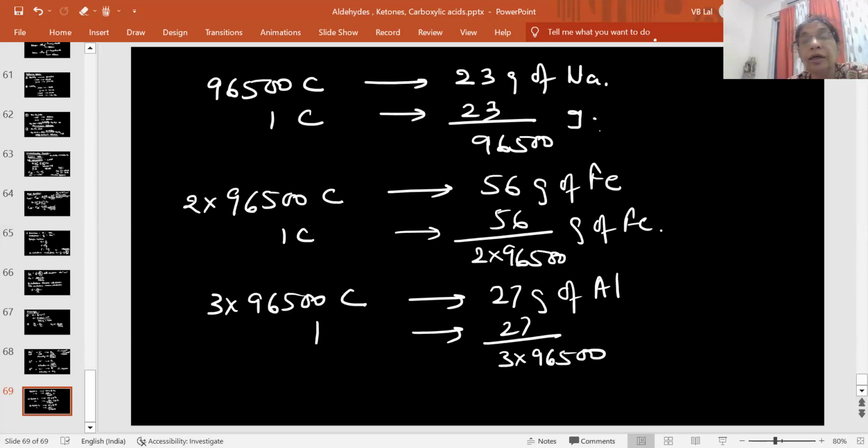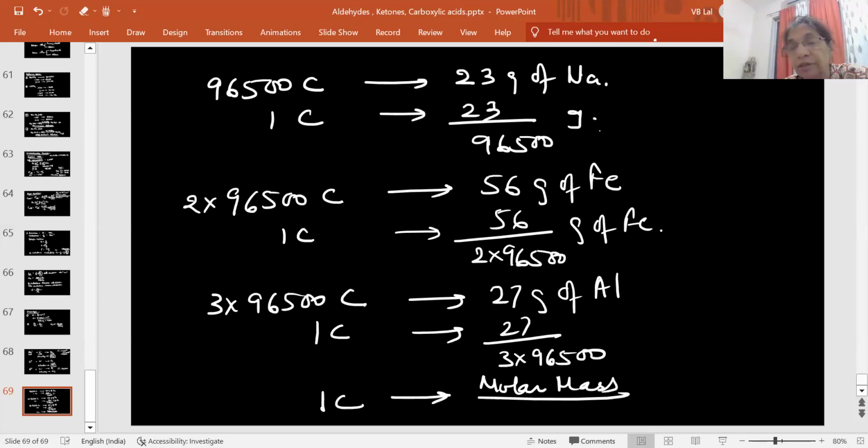So if I want to make it general, 1 coulomb of charge can discharge how much? It can discharge the molar mass of the substance divided by the valency into 96500. So this is one part.